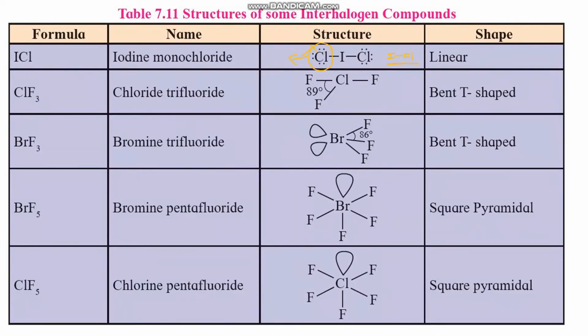Then how to draw the structure? For that we have to know the valence electrons. This is iodine, this is chlorine. The valence electrons of chlorine and iodine are the same because they are in the same group. The valence electrons in chlorine and iodine are 7. These two, these two, these two and this one. Total 7 electrons. Here also 7 electrons.